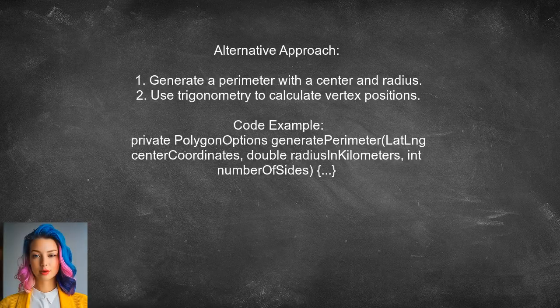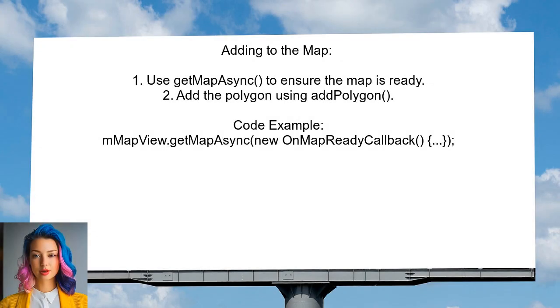An alternative approach, shared by another user, involves creating a perimeter using a method that generates a polygon based on a center point and a specified radius. This method calculates the positions of the polygon's vertices using trigonometric functions. To add the generated polygon to the map, the user suggests using the map's asynchronous callback to ensure the map is ready before adding the polygon.